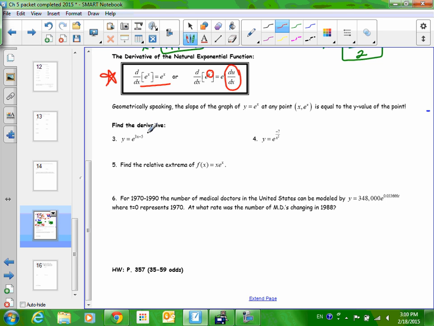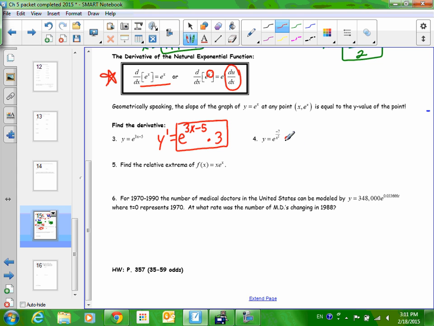Okay, find the derivative. So y prime is going to equal... Okay, this is not just e to the x. It's e to something more complicated. But we're just going to rewrite it times the derivative of the power. So what would I multiply by? 3. And that's your answer. And we, of course, could move the 3 to the front if we wanted to and make it 3e to the power of 3x minus 5.